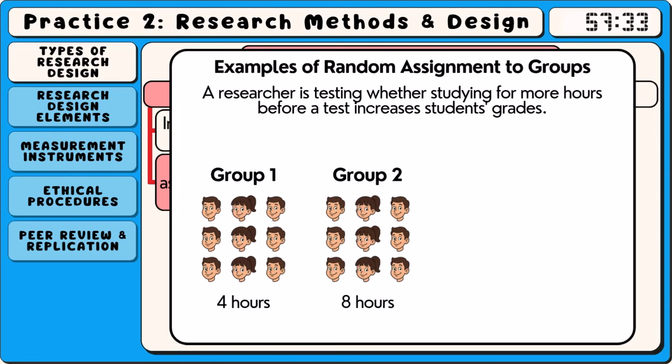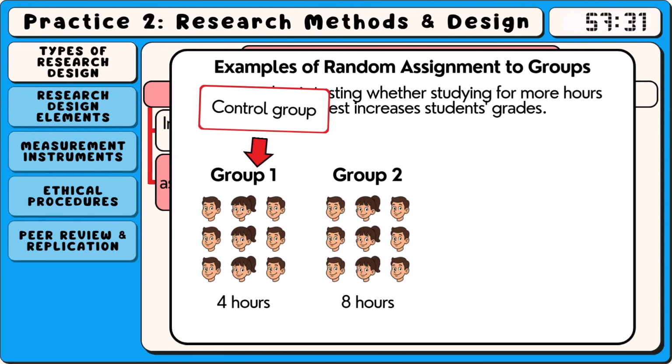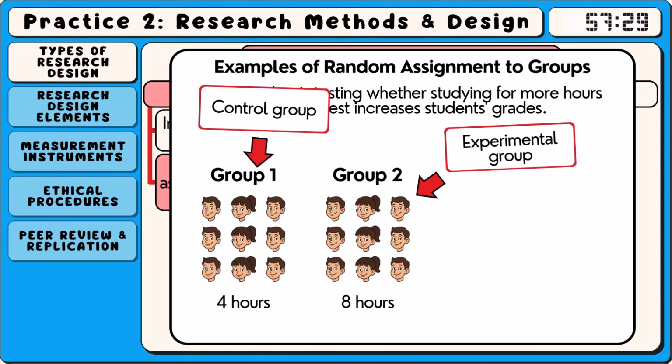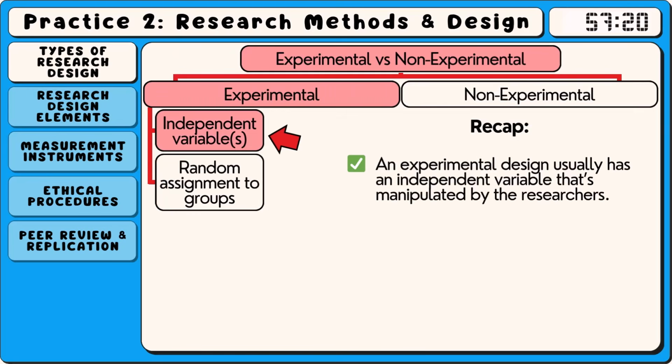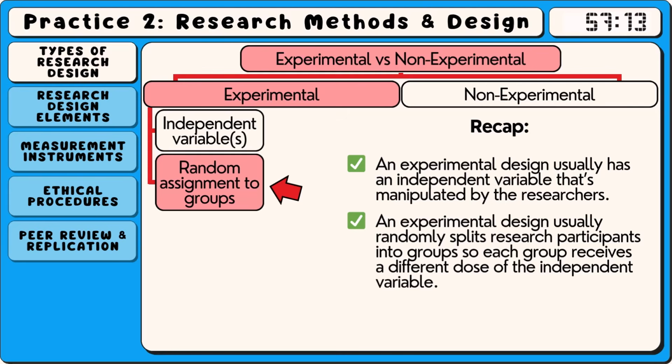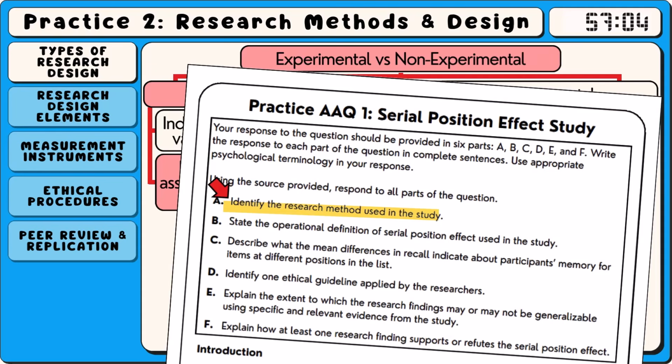In experimental research, these groups have names. The baseline group is called the control group. The group who gets the extra treatment is called the experimental group. We'll dig deeper into this concept in the next lesson. Okay, so to recap, an experimental design usually has an independent variable that's manipulated by the researchers, and it randomly splits research participants into groups, so each group receives a different dose of the independent variable. Look for these two features in the AAQ. If they exist, then the answer to part A is experimental design.